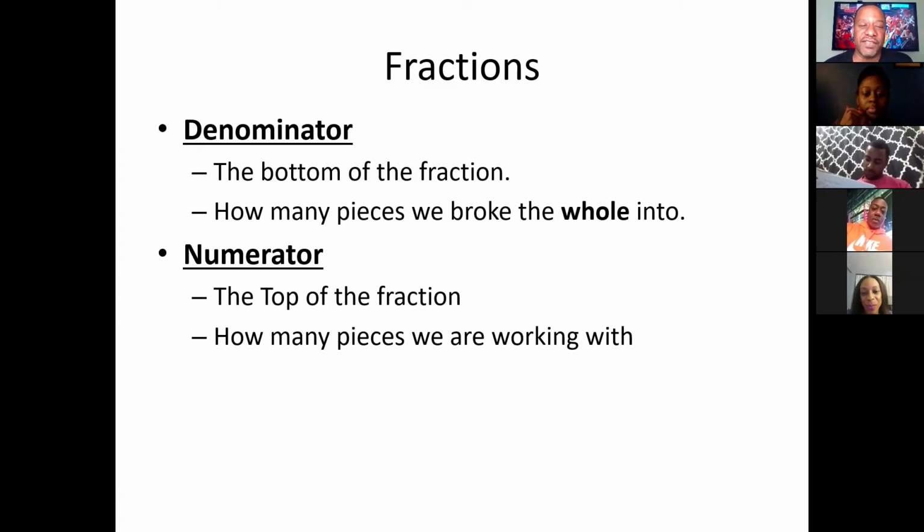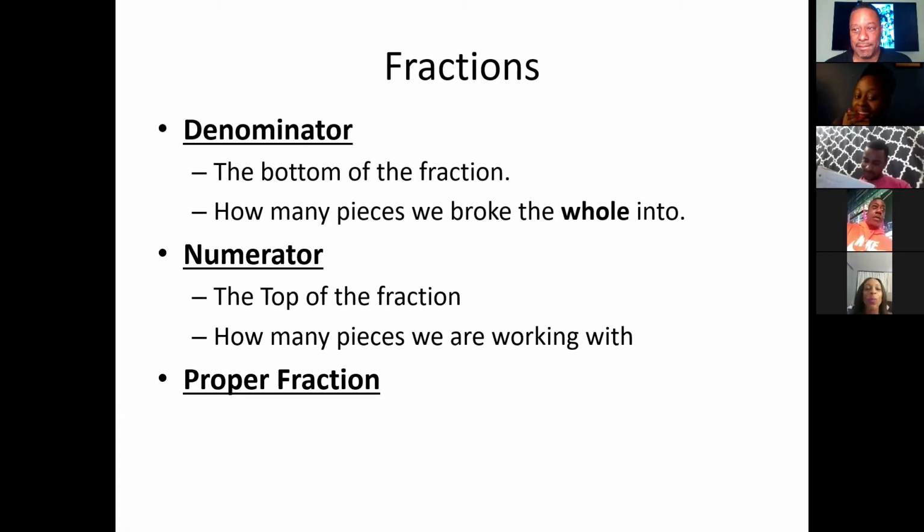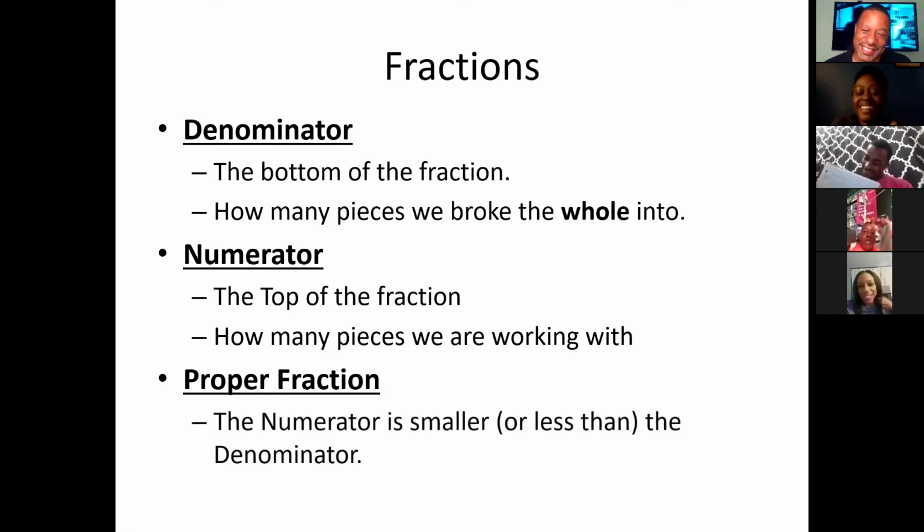Here, I have a specific question. This one is for Ms. Davis. What is a proper fraction, Ms. Davis? A proper fraction will be, I don't know, when the numerator is smaller than the denominator. Correct. Very good. Good guess.